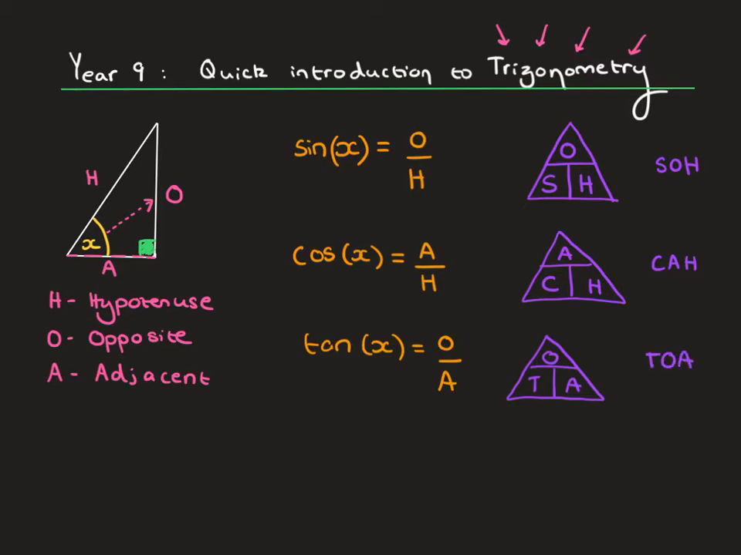Now, together, we sometimes identify these three results as SO, Ca, TOA. And it's just a way that people sometimes memorise the three results, and we've got to memorise them. We've either got to learn the three formulae in orange or the three purple formula triangles, which we're going to be using in the next few examples.